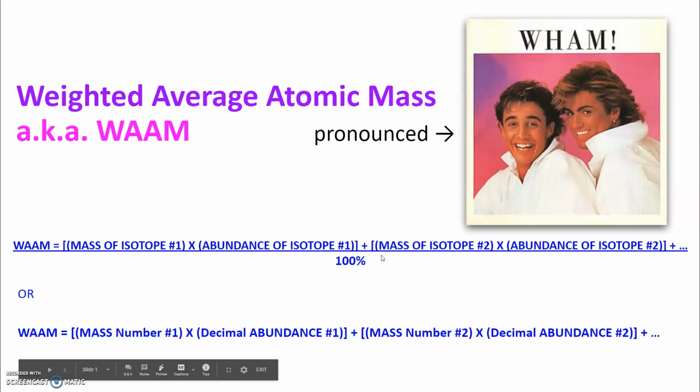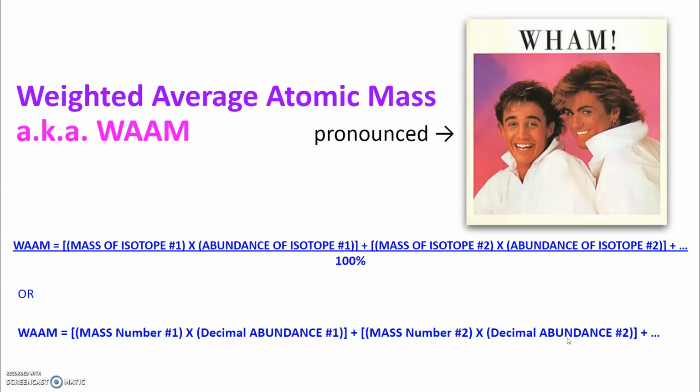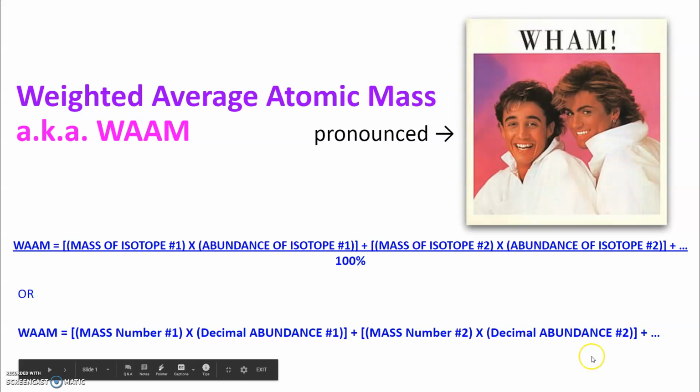If you want to simplify it, the way I usually do it is I just turn my percentages into decimals. So I have the decimal of the percent abundance, and then I do the same thing. So I'll multiply the mass of isotope 1 by the decimal abundance of 1 plus the mass of number 2 times the decimal abundance of number 2, and so on and so forth. But either way you do it is just fine as long as you know what you're doing and why you're doing it. All right.